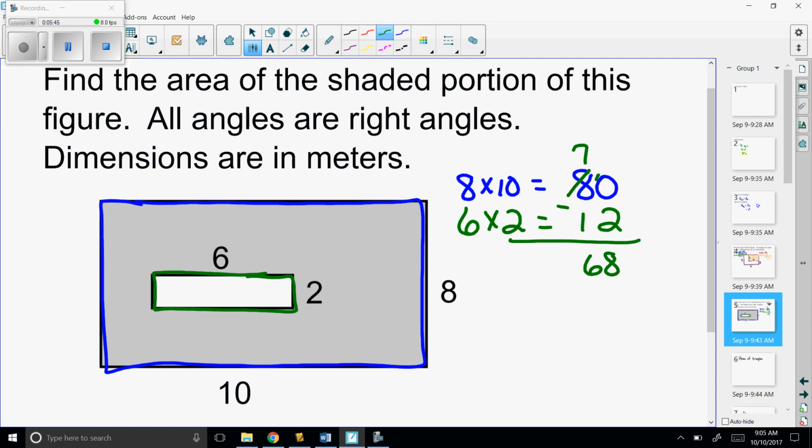I'm not quite done yet. What do I have to do? Square meters per units. Remember, don't put your square right after the 68. So we have 68 square meters for an area.